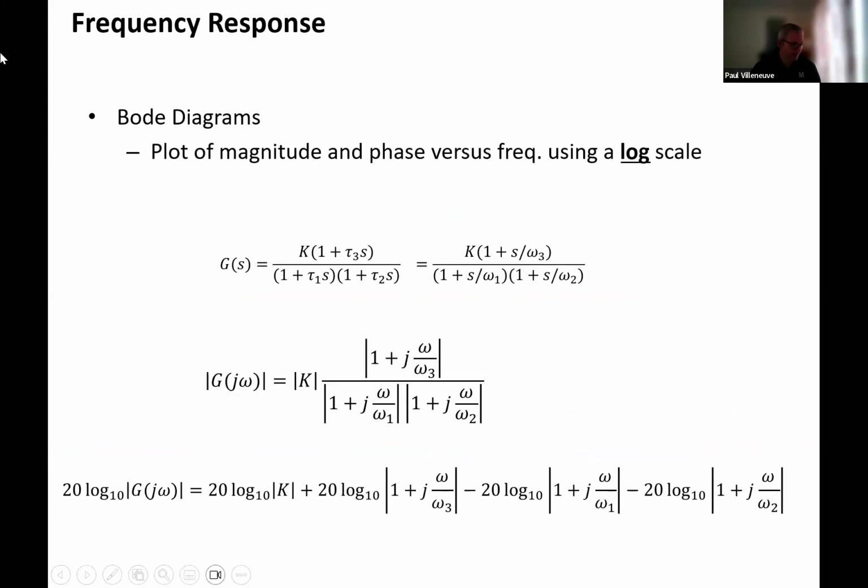All right, so why do we plot in Bode plots? Why do we plot in logarithmic scale? Well, the purpose of doing logarithmic scale is it just makes the math way easier. That's the only reason why we do it. It's not that we're trying to get cute with something.